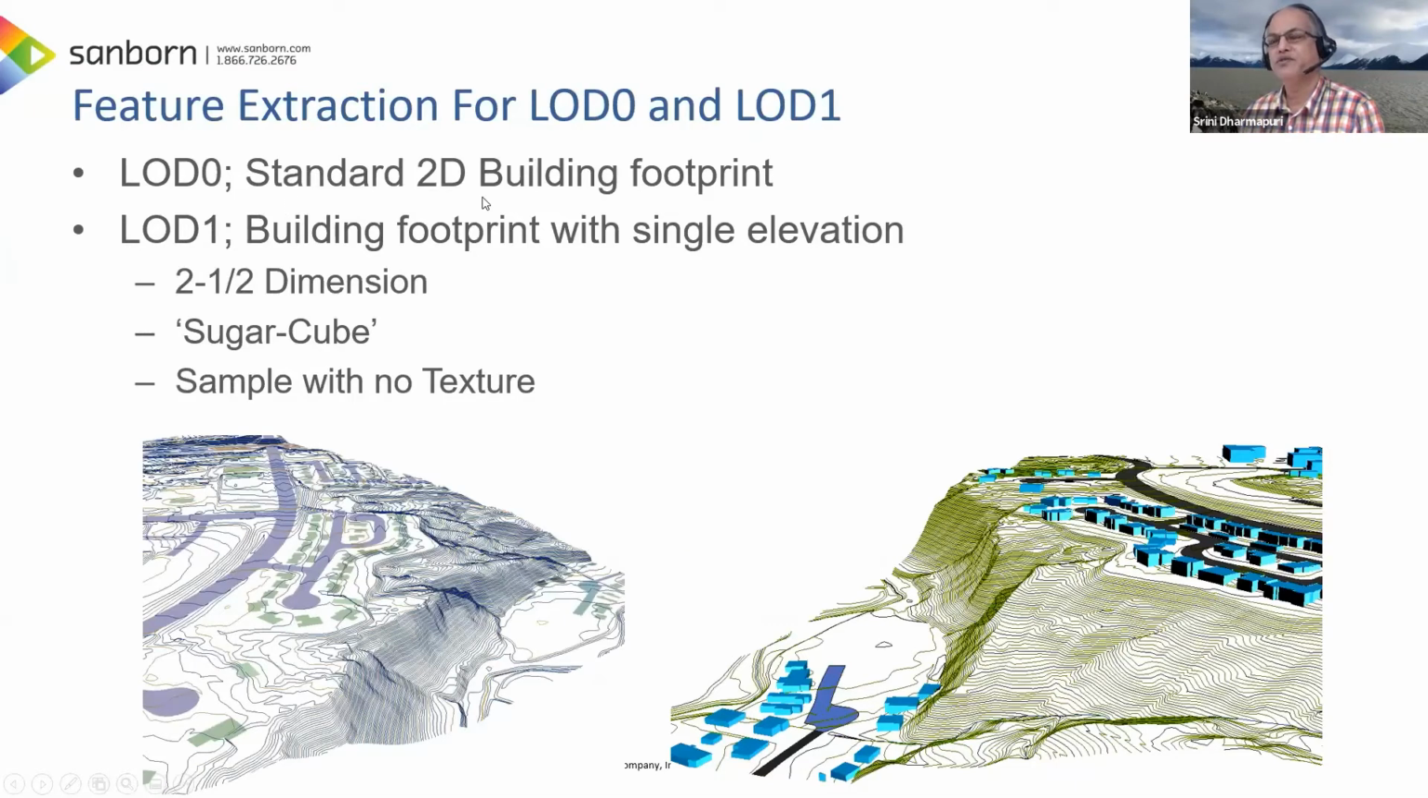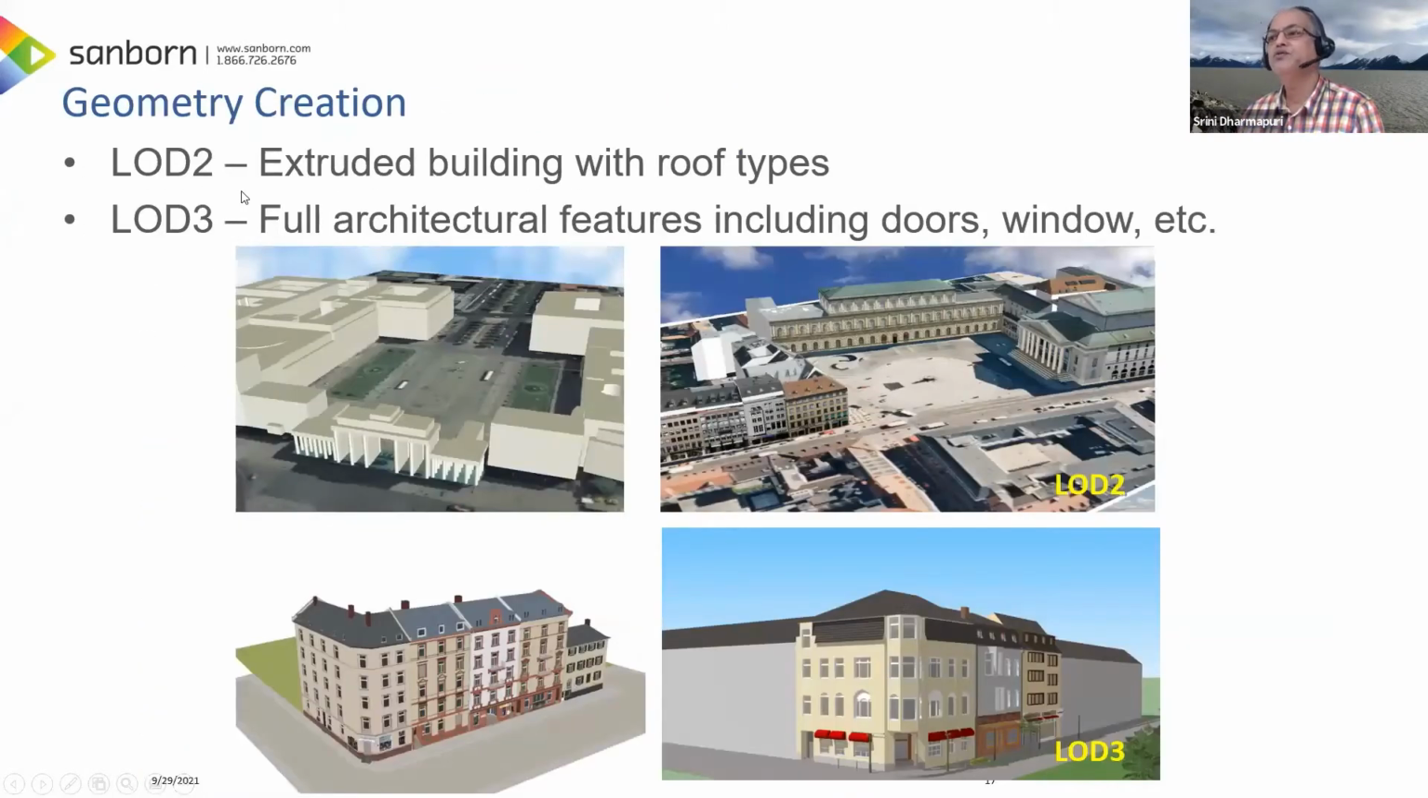As I said, LOD 0 stands for the 2D building footprint, whereas LOD 1 is with a single elevation. When I say single elevation, that means for the highest point on the building, you give the elevation value either from LiDAR or from the stereoscopic coverage, and we call it a sugar cube. What you are seeing here are the LOD 0 and LOD 1 data with primarily no texture added. Whereas LOD 2, on the right-hand side, is an extruded building with the roof type, and LOD 3, as I said, is full architectural features, including the doors, windows, etc. So this is LOD 2 and LOD 3.